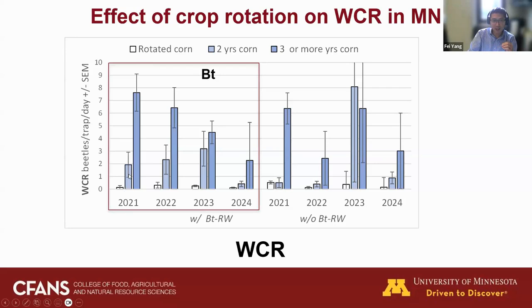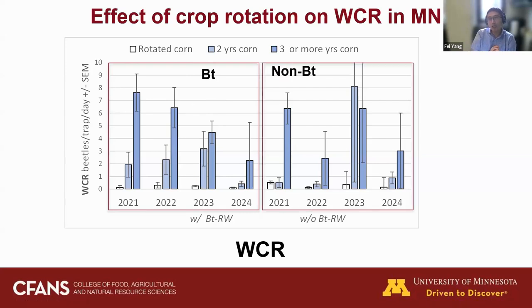However, for the second year corn and the third year corn, or more years of continuous corn fields, we see the insect pressure is higher compared to first year corn, even if you use BT. So this study suggests that rotation is still very effective for management of Western corn rootworm. And these populations of Western corn rootworm are resistant to the BT traits.